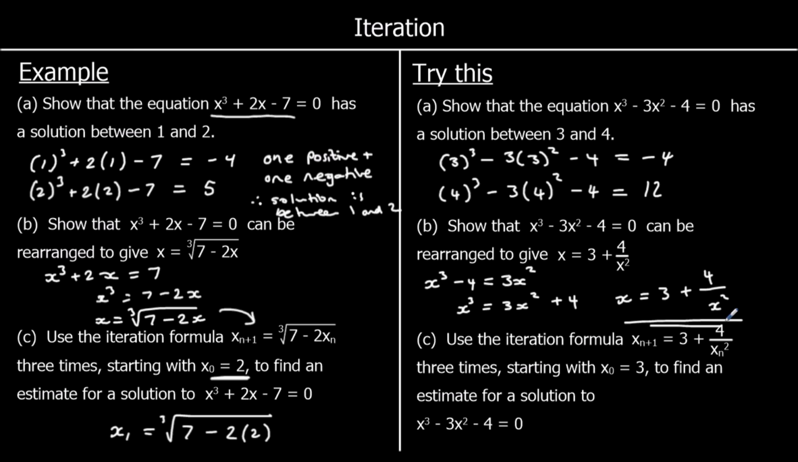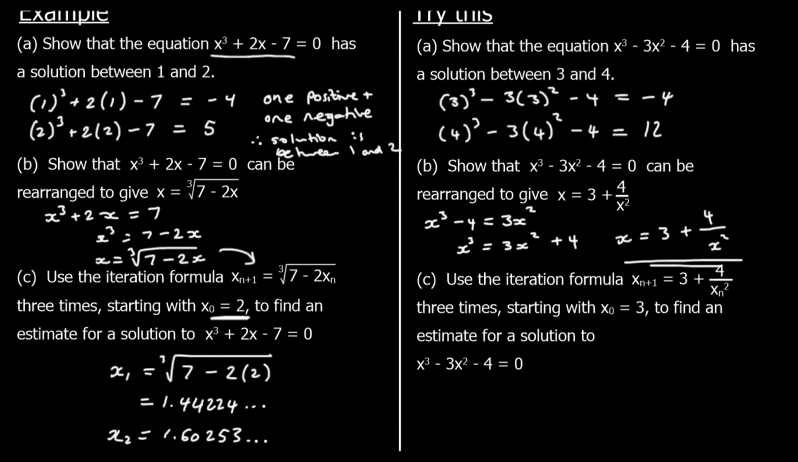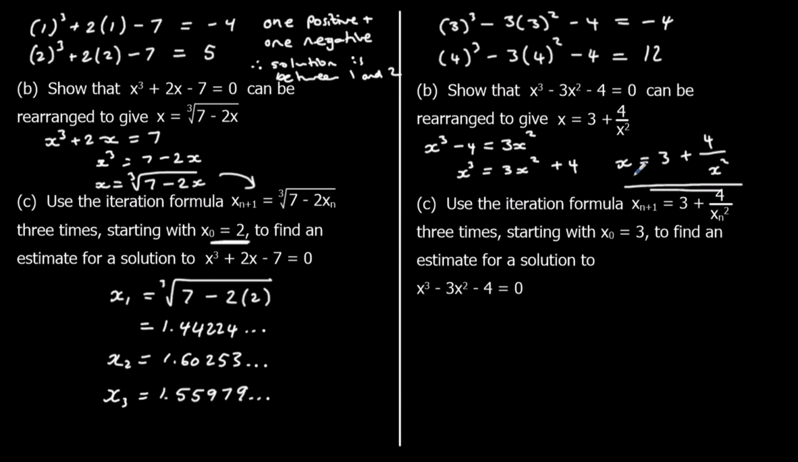So now this is going to become our iteration formula in part C. And it's going to be rewritten as xn plus 1 equals 3 plus 4 over xn squared. And we're going to use it 3 times, starting with 3, to find an estimate for the solution to the equation. So let's start with 3. So x1 is going to be 3 plus 4 over 3 squared.